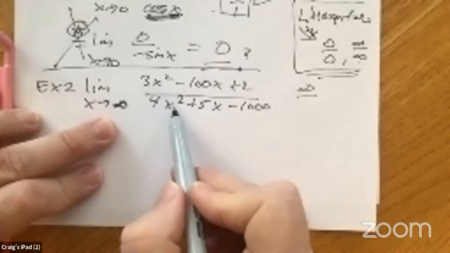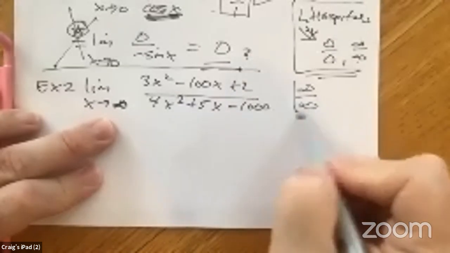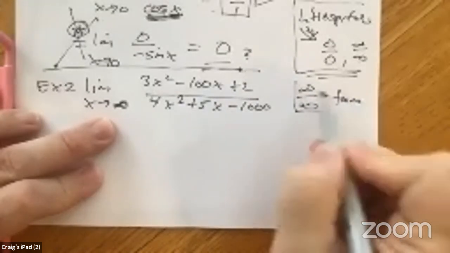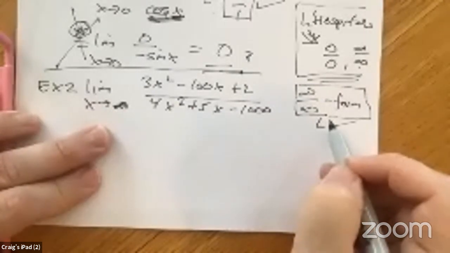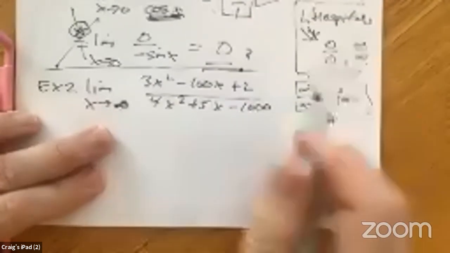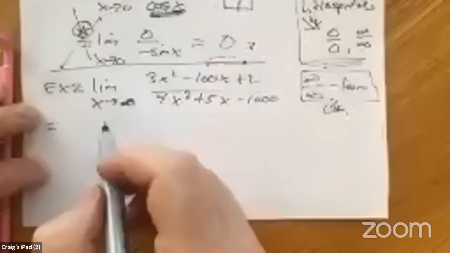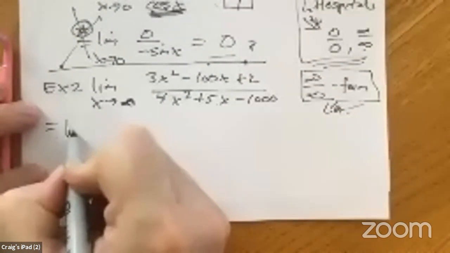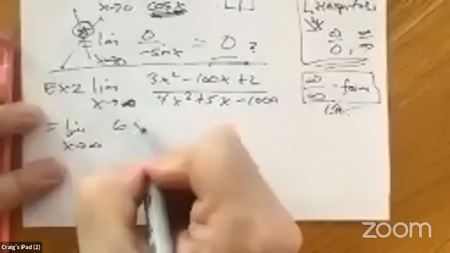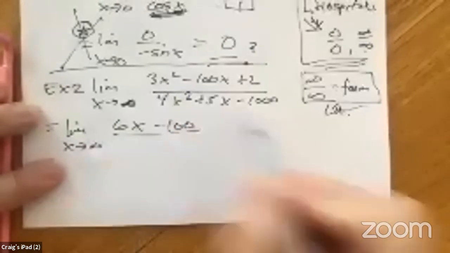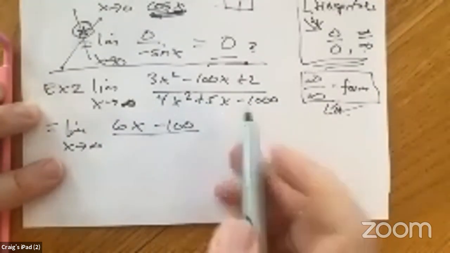The x squared here again beats out these guys. So again, I have infinity over infinity form, and I'm ready to use L'Hopital's rule. So what I do is differentiate the top, differentiate the bottom, and we're ready to go. I just get 6x minus 100 as the derivative of this quadratic. On the bottom, I get 8x plus 5.